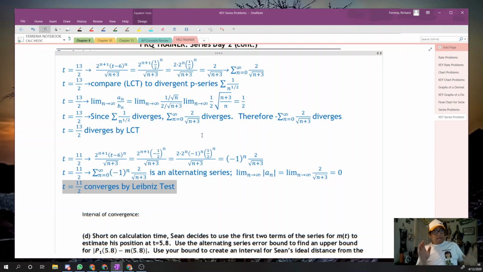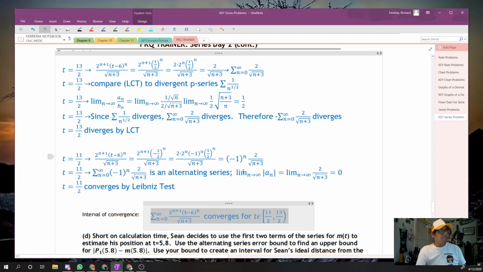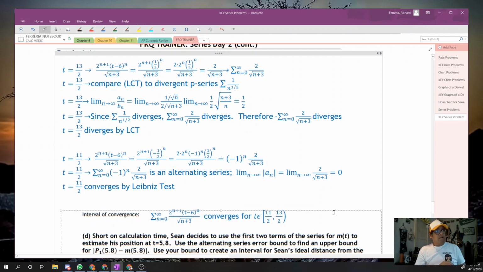So we know that 11/2 converges, and 13/2 doesn't converge. So the interval of convergence is 11/2 closed and 13/2 open. There's our interval of convergence. There's our ratio test.